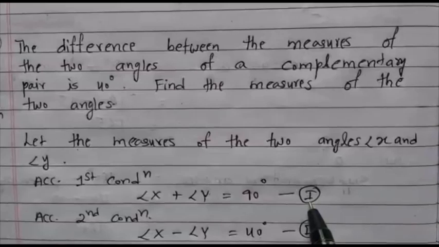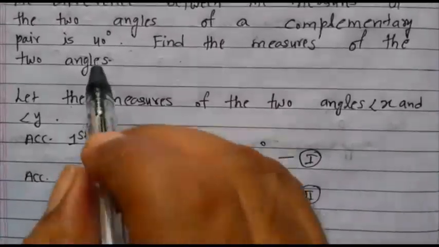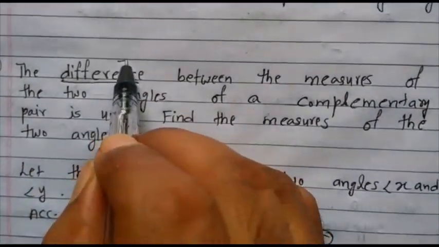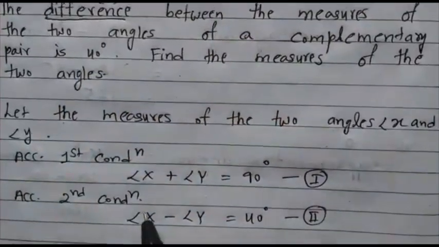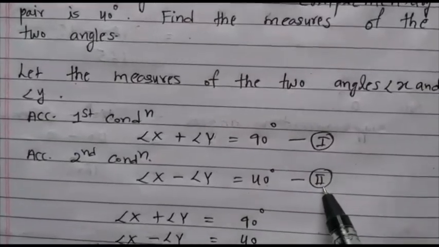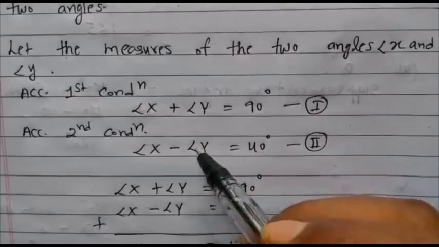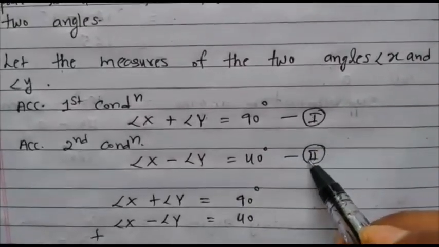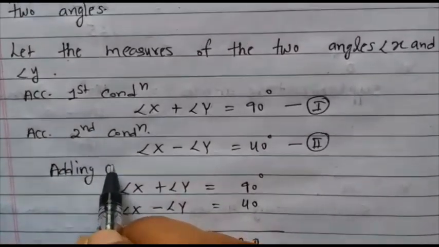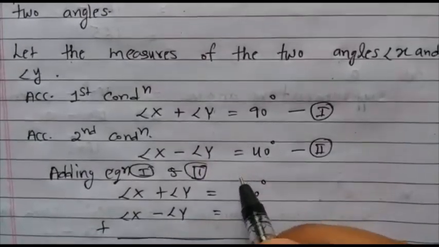This is equation number 1. Now according to the second condition, what is given here in the question? The difference. Difference means what? Minus sign. So what to write? Angle X minus angle Y is equal to 40. This is equation number 2. Now see, here is a plus sign, here is a minus sign. So what do we have to do? Adding equation 1 and 2. So we have to write adding equation 1 and 2. What do we get?